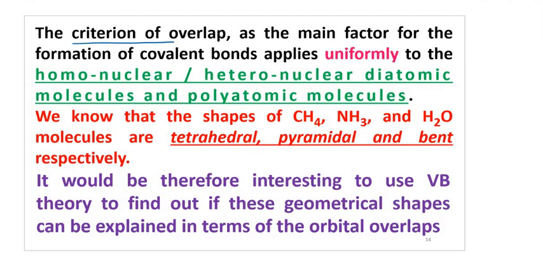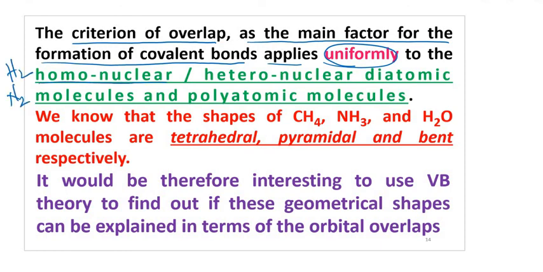The criterion of overlap as the main factor for the formation of a covalent bond applies uniformly to the homonuclear, meaning just like H2 or N2, which are called homonuclear diatomic molecules, or that of heteronuclear diatomic molecules and polyatomic molecules.